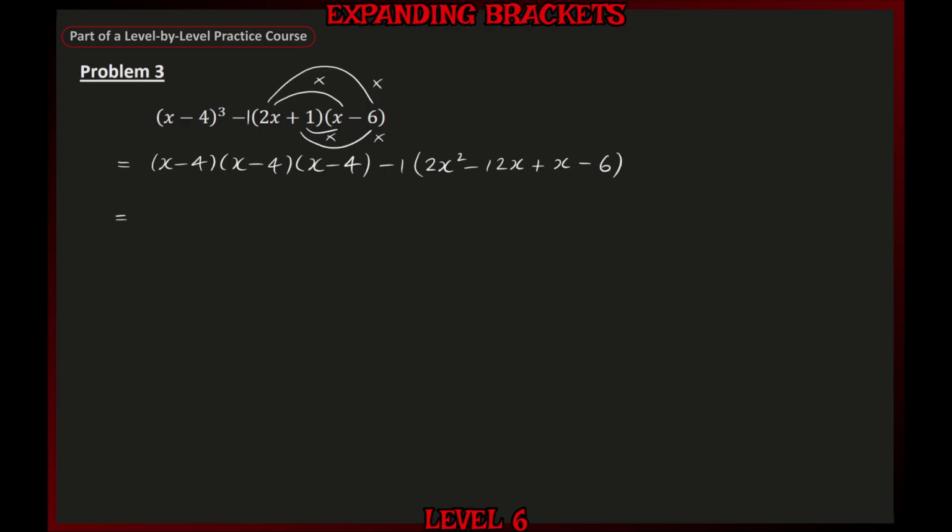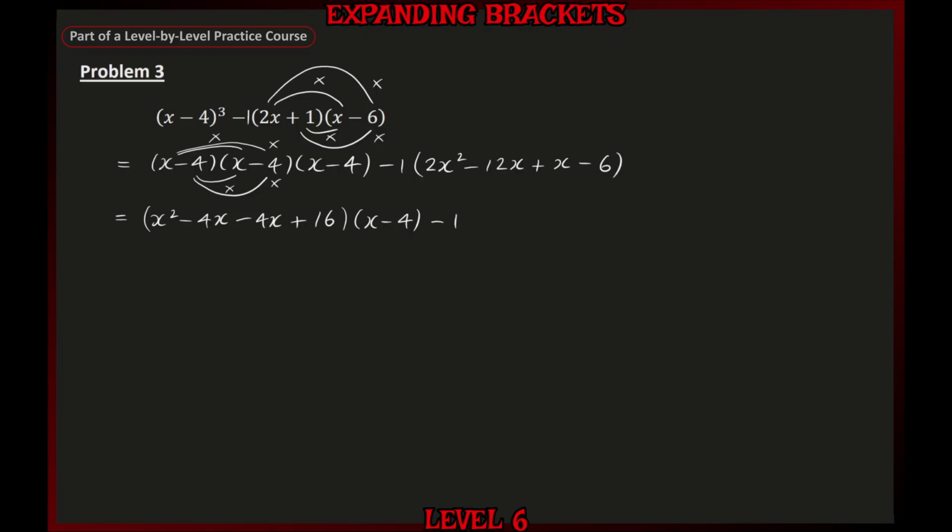Moving on to the next line, we can now expand the first two brackets from our cube. So starting with x times x, we have x squared. x times minus 4 is minus 4x. Minus 4 times x is minus 4x. And minus 4 times minus 4 is plus 16. Now this needs to go in a bracket because it's still being multiplied by the next x minus 4 bracket.